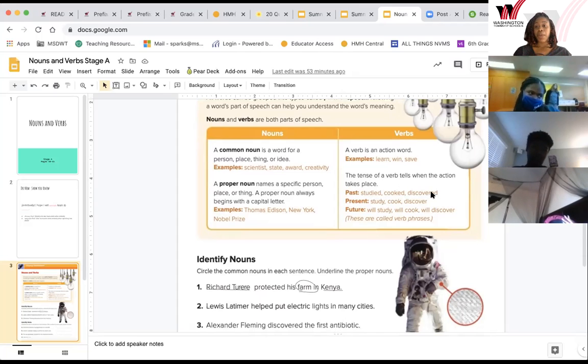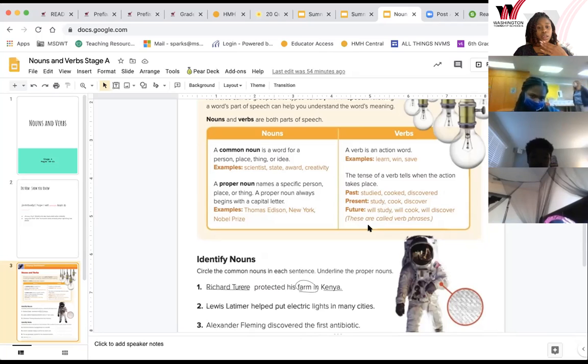Now, there are going to be some irregular verbs like run. The past tense verb of run is ran. The past tense verb of think is thought. So sometimes it's not going to be that way, but for the most part, you just add ed. Present tense means it's happening now. So study, cook, discover. And then future tense, they have verb phrases, so it's more than one word. So I will study for my vocabulary test next week. I will cook dinner tomorrow.